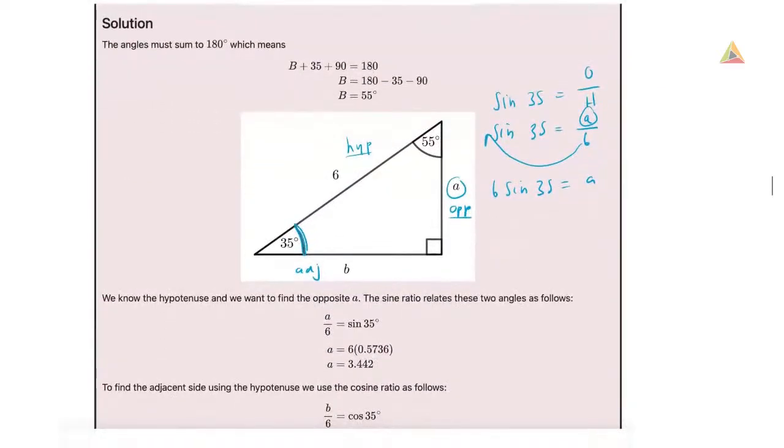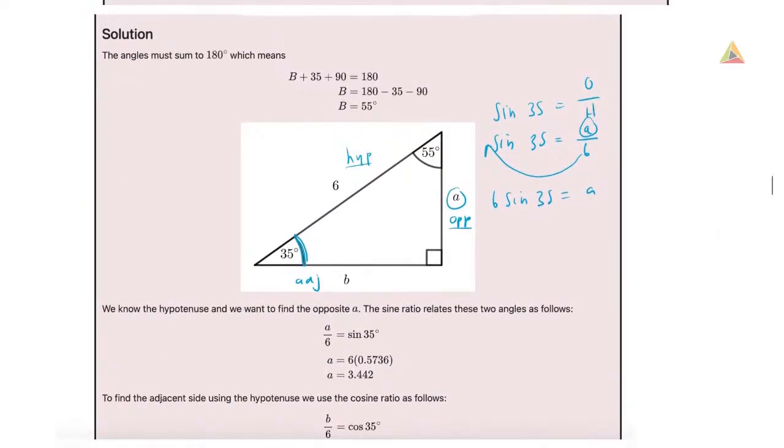And we'll just scroll down. So they've actually used a decimal. Now you can literally just type in 6 sine 35. So A is 3.442. Now if we were asked to get it correct to one decimal place, we'd say it would be 3.4.